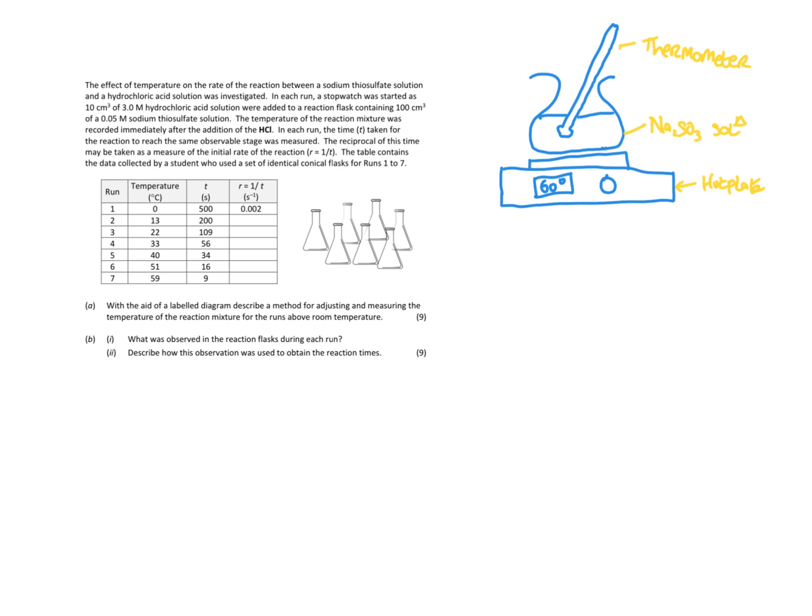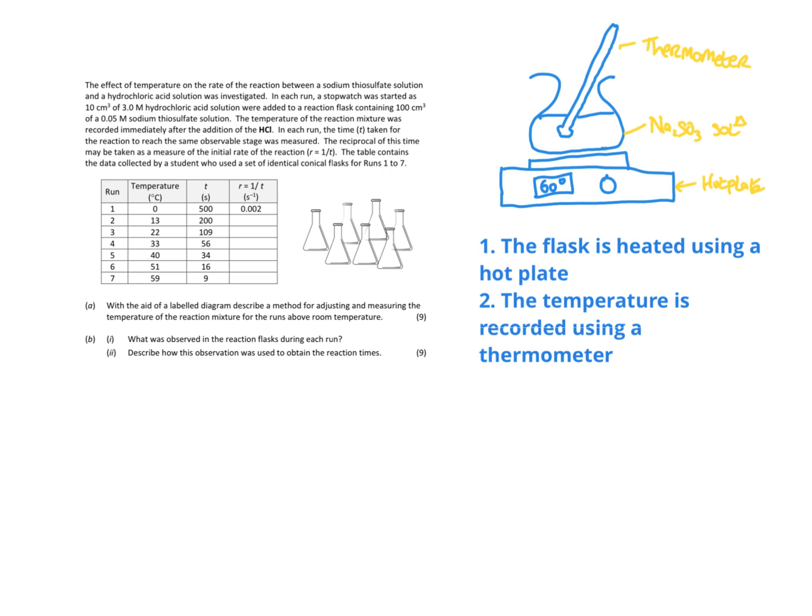So what we can see is that the flask is being heated using a hot plate, and we have put a specific temperature on the hot plate to show that we heat to specific temperatures, and the temperature is recorded using a thermometer. So there we are addressing both the adjusting section and the measuring section of the temperature. So we're showing that it can be adjusted using the hot plate and that it can be measured using the thermometer. And I've included a labelled diagram, so that is me guaranteeing my 9 marks there.